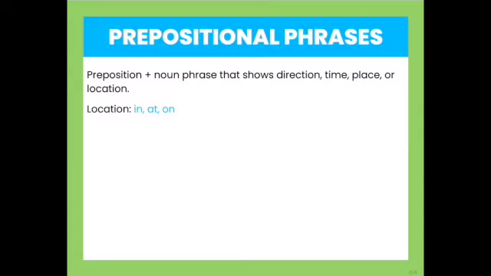So to recap, a prepositional phrase always includes a preposition, and it includes a noun or noun phrase to complete that. The purpose of those prepositional phrases is to show direction, time, place, or location. And there you go.